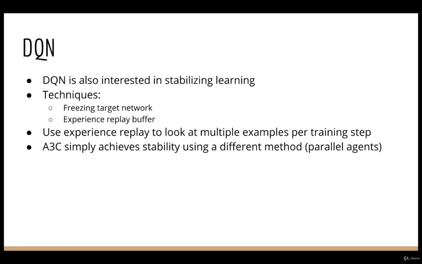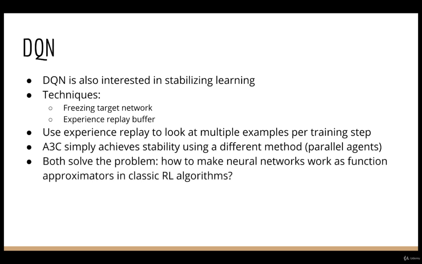It just so happens that with A3C, the way that we do this is by having multiple parallel copies of our agent playing the game. This is what allows us to make use of neural networks as our function approximator, whereas they don't work well with vanilla policy gradients without parallelization. In other words, deep Q networks and A3C both try to solve the same problem, which is how can we make use of neural networks in classic reinforcement learning algorithms? They just happen to do it in different ways.